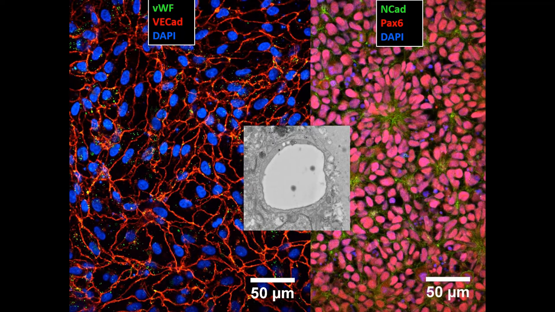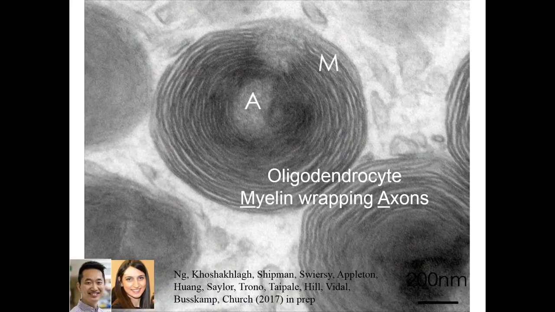And in the electron micrograph, you can see a nice rim of very thin endothelial cells lining a 5 micron lumen, which is exactly what you need for transporting blood.